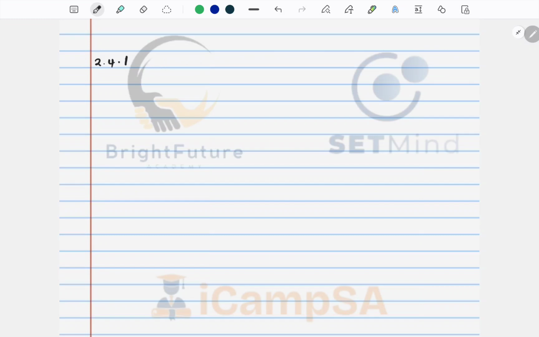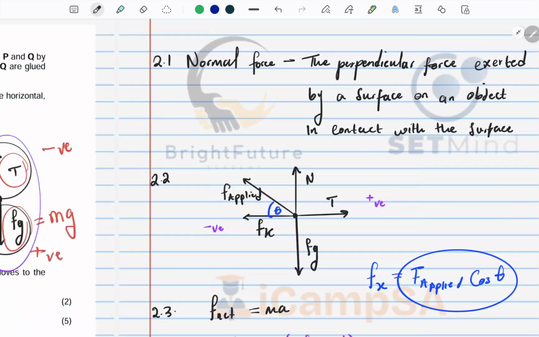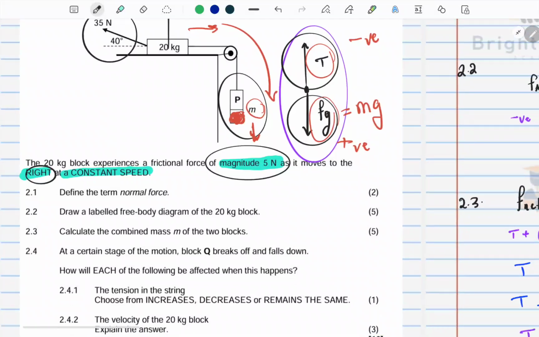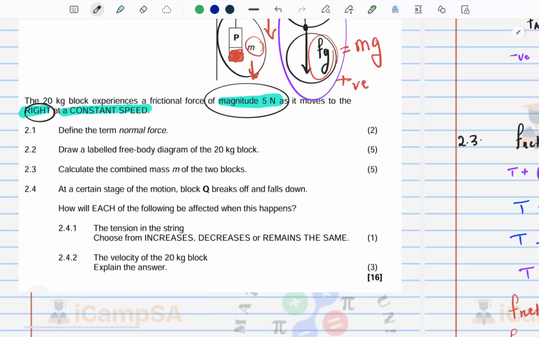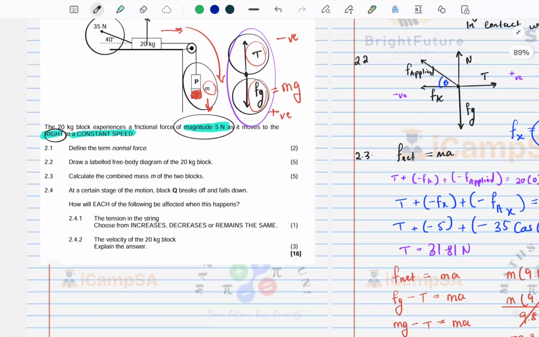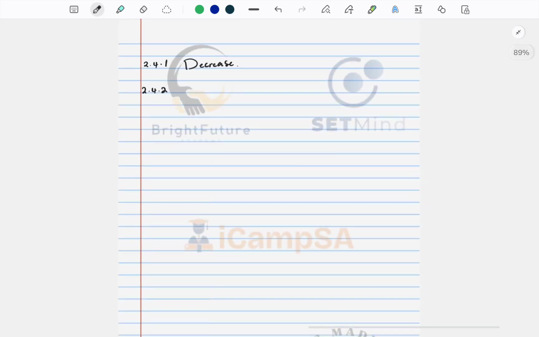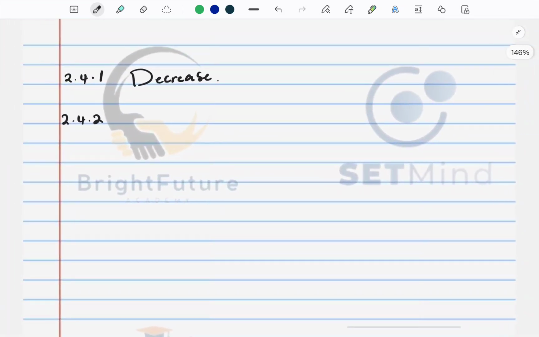Let me just write this. You've got less force. 2.4.2, they're asking us about the velocity of your 20 kg block. What's going to happen to the velocity now that we have reduced the weight? Are we still going to have a constant velocity? Is it going to decrease, or is it going to increase?